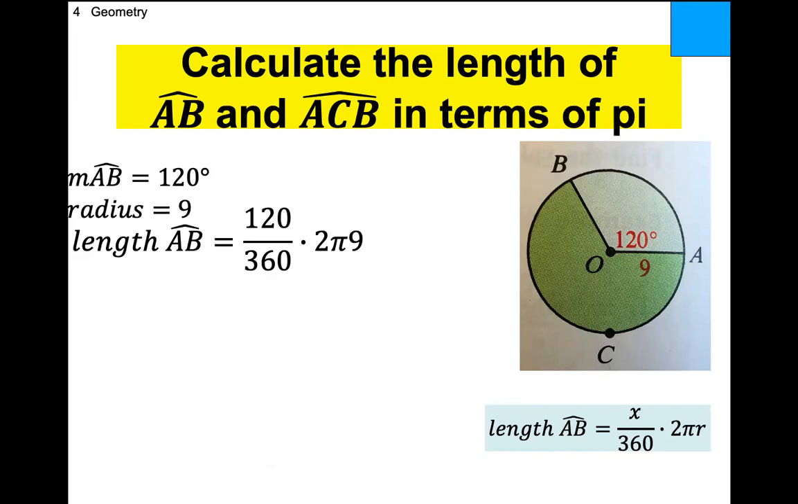Which would further reduce to 10. Okay, well, just 1/3. So that big honking fraction just turns into 1/3 times 2 pi 9. Anything else reduce? 3 and 9. So what's the answer in terms of pi?